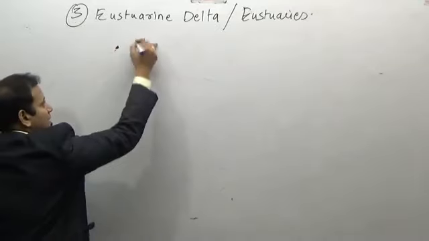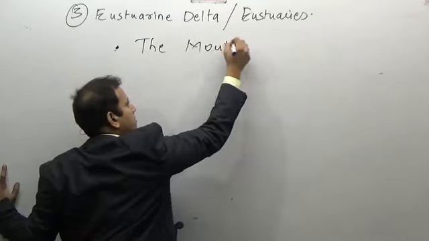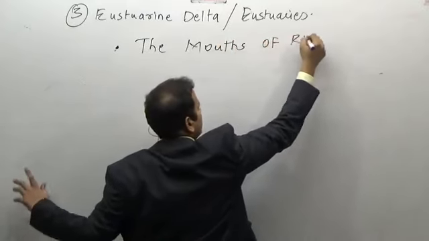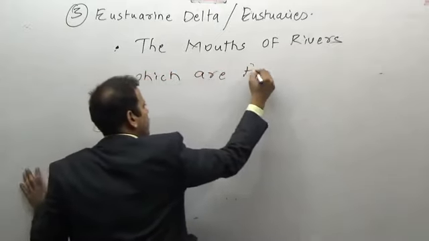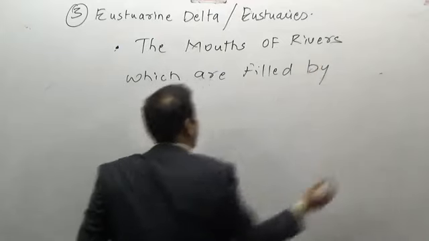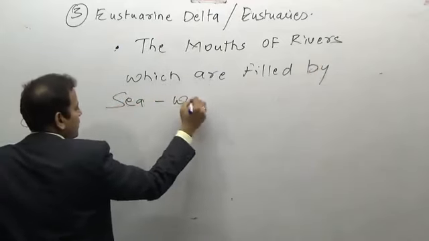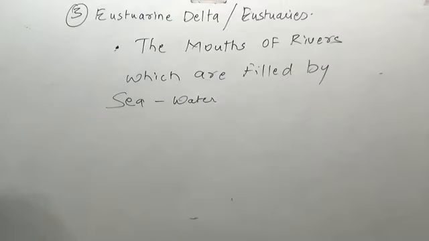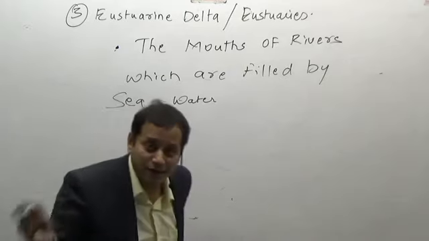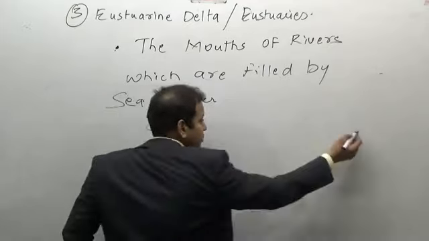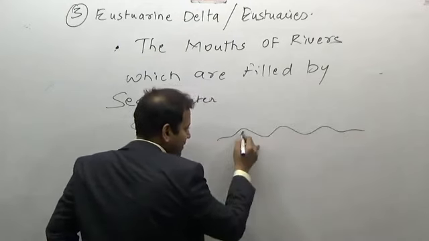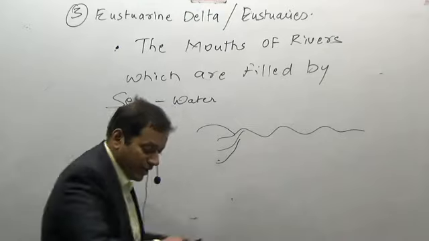What are estuaries? The mouths of the river which are filled by sea water are known as estuaries. Example: if there is a river which was flowing once upon a time, forming a large delta, and meeting and going into the Arabian Sea.